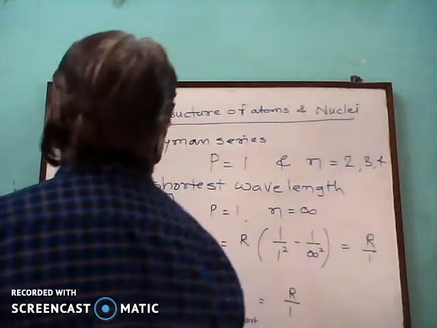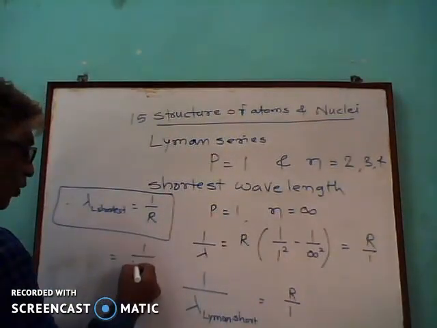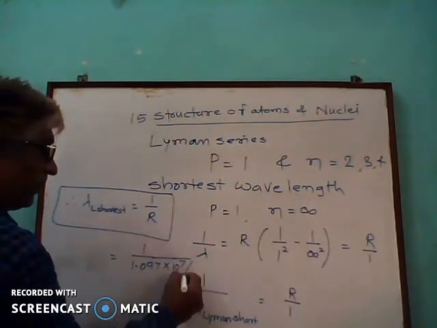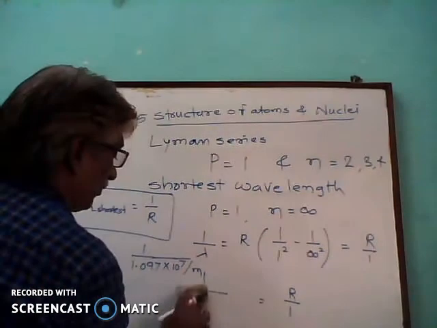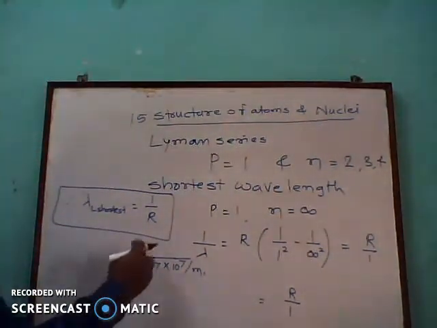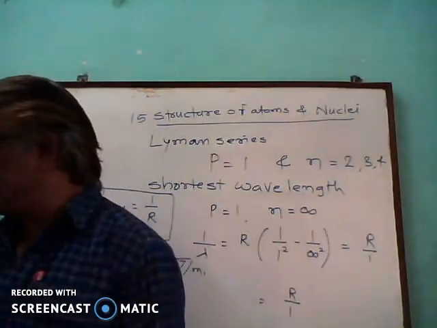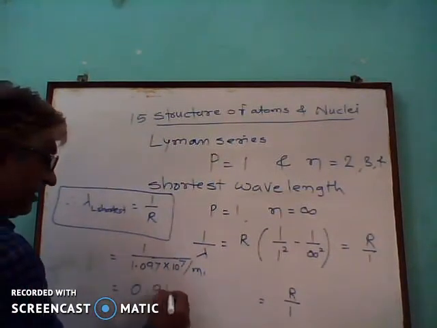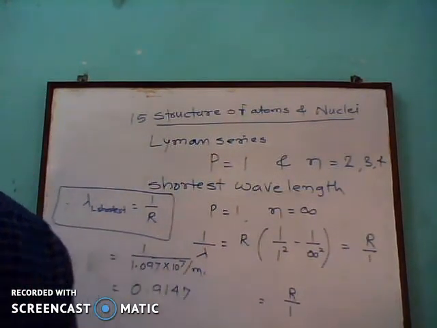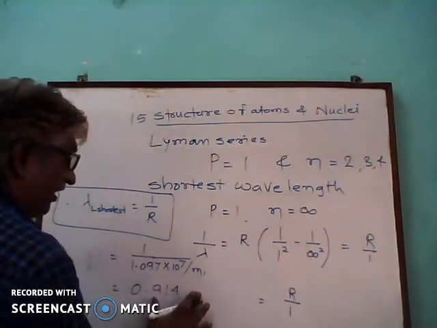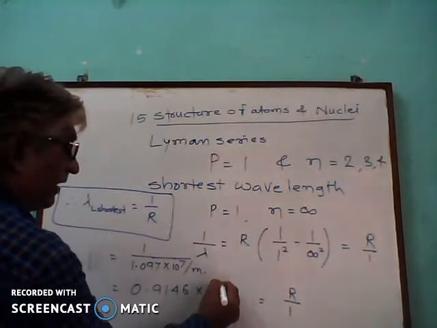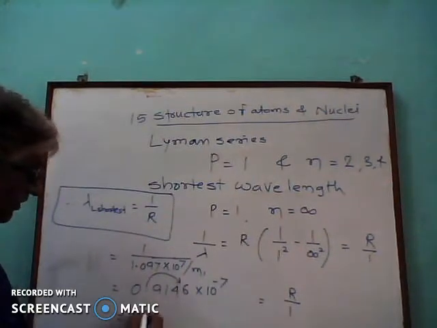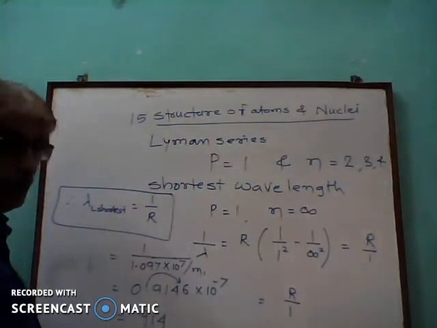If we substitute the value of R, you get 1 upon 1.097 into 10 raised to 7 per meter. Your answer will be the reciprocal of 1.097, that is 0.9147, or 0.9146 into 10 to the power minus 7. If this decimal point is shifted here, your value will be 914.